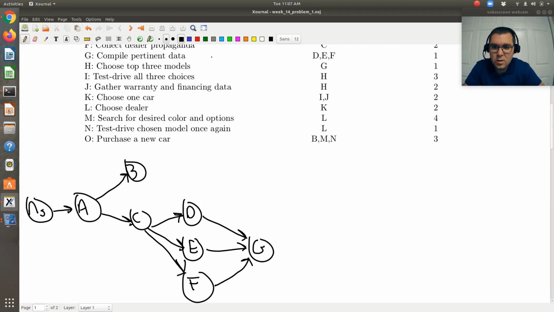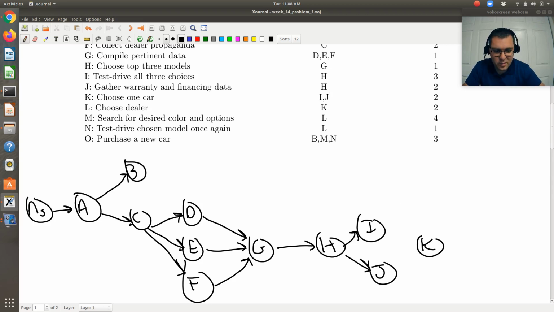H is just dependent on G. I and J are both dependent on H. So let's get I and J on here, both of which are dependent on H. Then K, which is dependent on I and J. So we've got a pretty unique pattern going here. K is dependent on I and J.